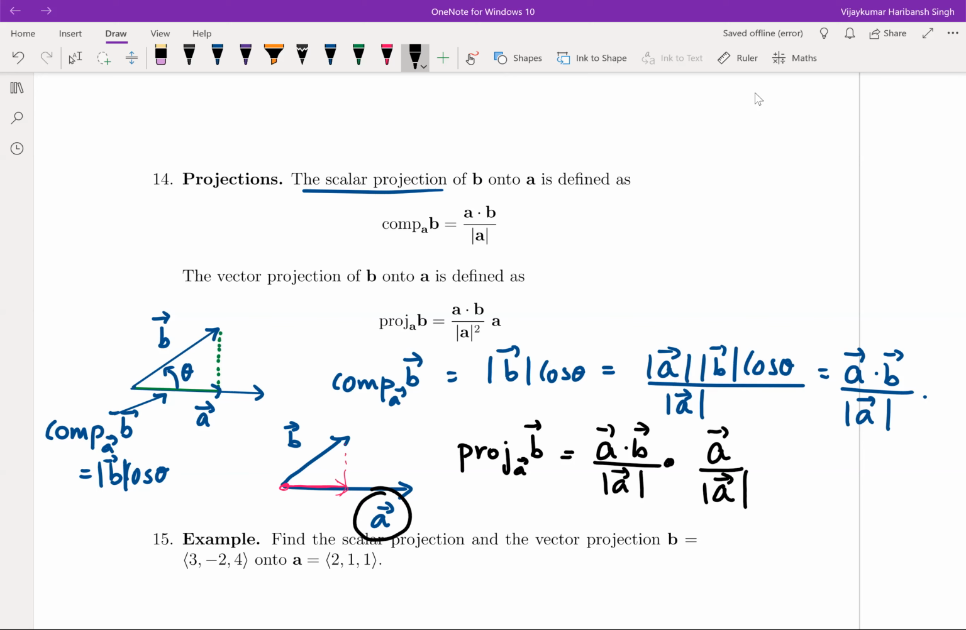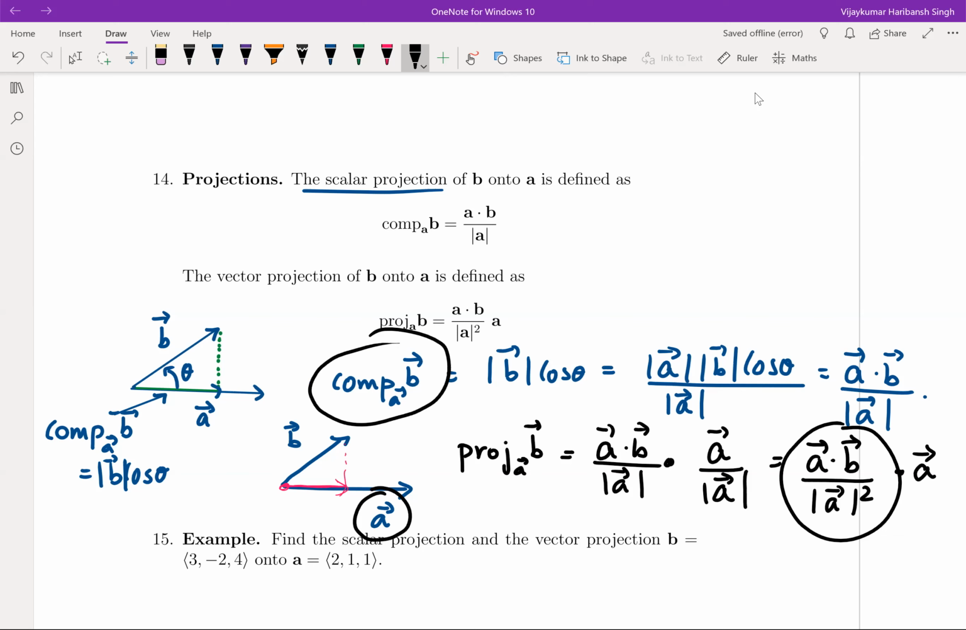If you want to simplify it a bit, it will look like A dot B divided by the length of A whole squared. Note that this is still a number, a scalar, and you are multiplying a scalar by a vector. So this gives you the vector projection. So two kinds of projection: scalar projection, which is the component of B along A, is a number, whereas the vector projection, which is given by the projection of B onto A, is a vector.